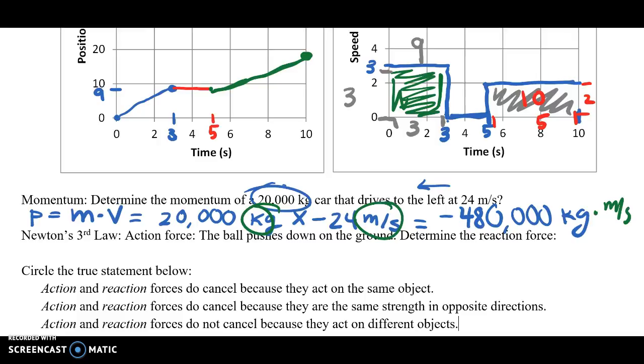Next question is with Newton's third law. If the action force is the ball pushes down on the ground, the reaction force is the ground pushes up on the ball.